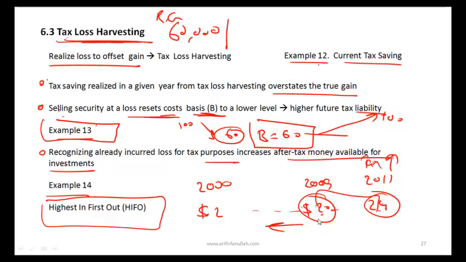Exactly, that's a good point. This makes sense if prices are increasing. Had prices been decreasing, then I would have done something different. The point here is not really last in, first out, it's really highest in, first out. In times of increasing prices, it would be like LIFO.